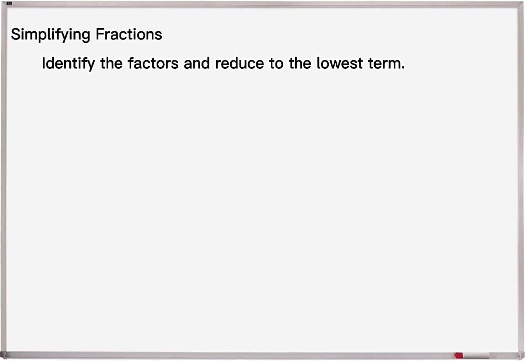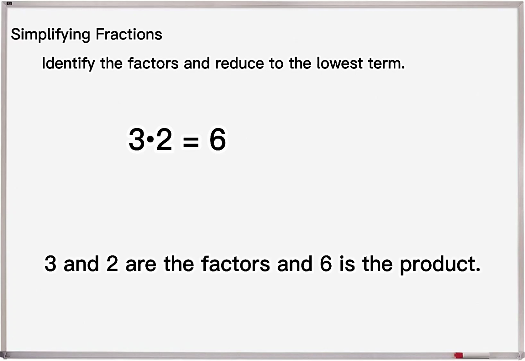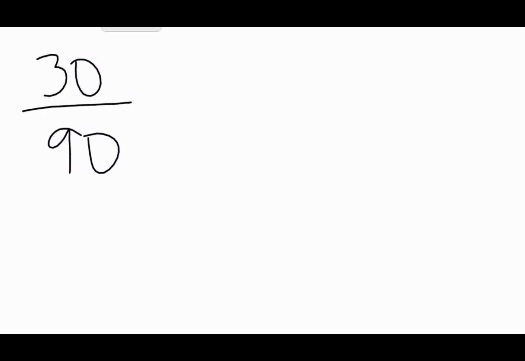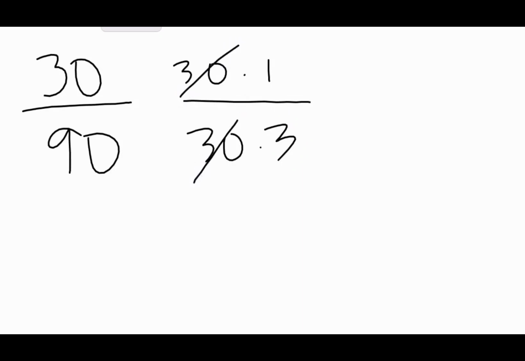So the factors are those numbers being multiplied to get a product. Let's say 3 times 2 equals 6. So 3 and 2 are the factors and 6 is the product. Let's say 30 over 90. Get the factors of the numerator and the denominator. That's 30 times 1 over 30 times 3. Cancel the same factors, the 30, so we get 1 over 3.